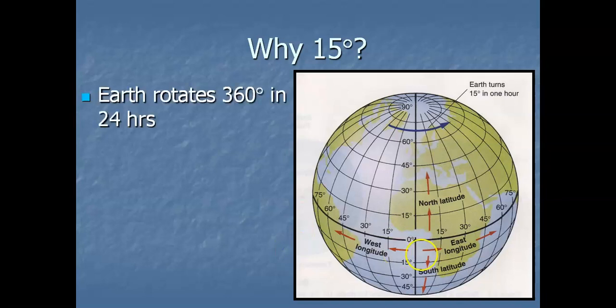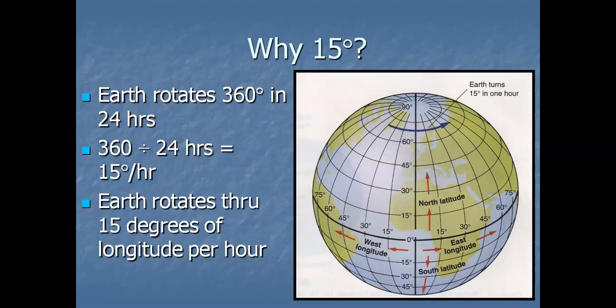We have to go back to one of the first things I stated in lecture number 1, about a solar day. We know that the Earth rotates 360 degrees in 24 hours. Well, then how much does the Earth rotate every hour? What you've got to do to find out is take the 360 degrees and divide by 24 hours. The Earth rotates through 15 degrees of longitude every hour, and that's why 15 degrees represents a time zone.